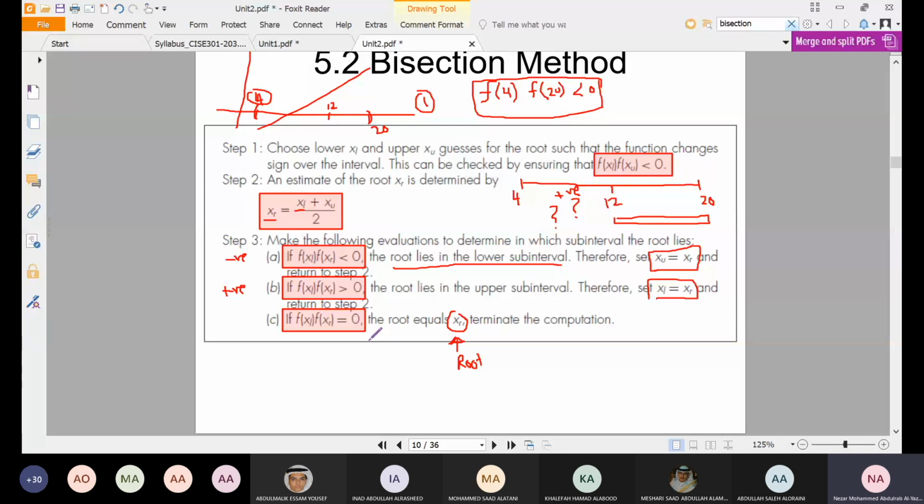Any questions here, ya shabab, for the bisection method? This is a very simple method, and we want to practice this one more and more. We will have more examples, inshallah.